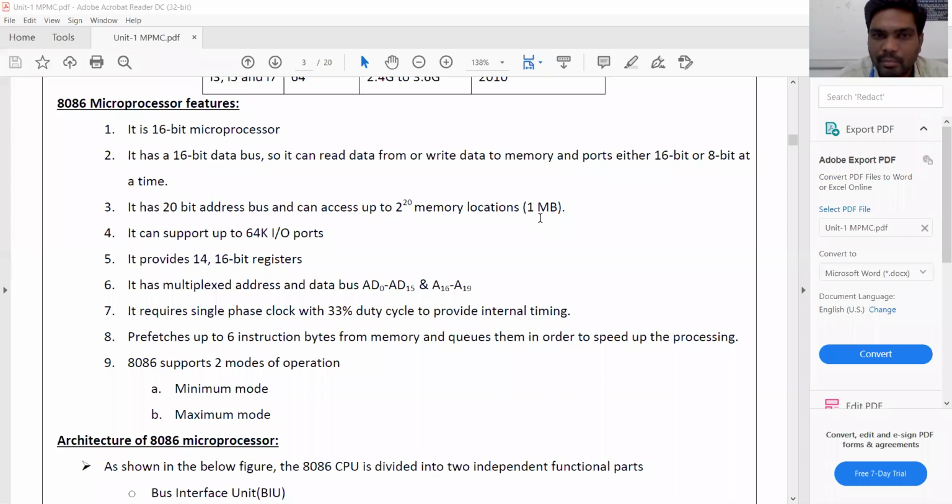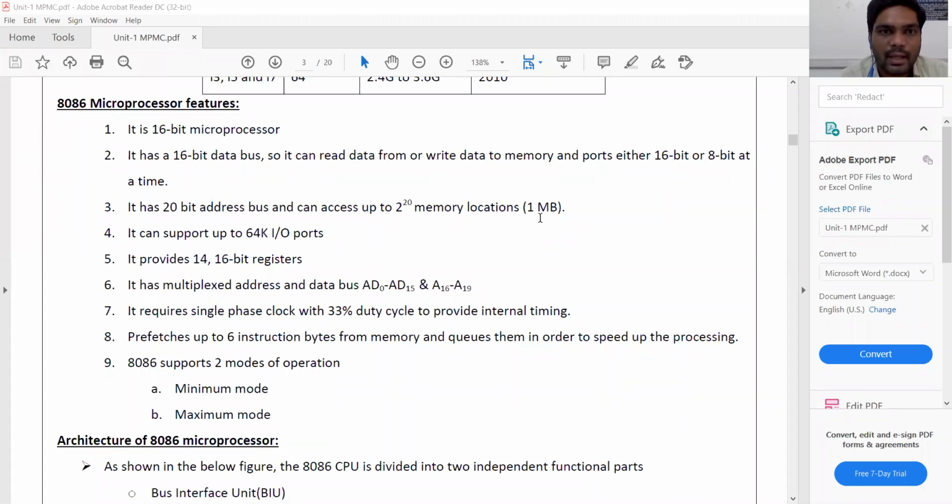We cannot complete the architecture today because it will take 3 to 4 classes. We need to understand each and every part of the architecture, so it will take 3 to 4 classes to understand it completely. So in today's class, we'll analyze the different features of the 8086 microprocessor, then have an introduction to the architecture of the 8086. As the time is very less, we'll restrict our discussion to that.